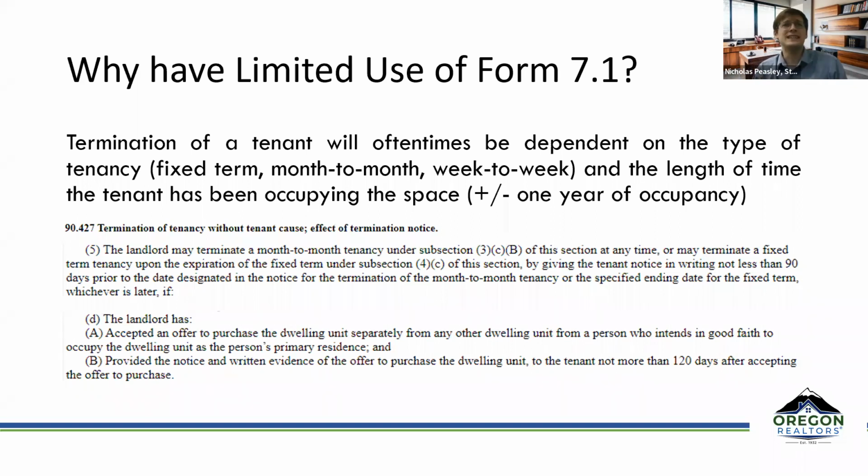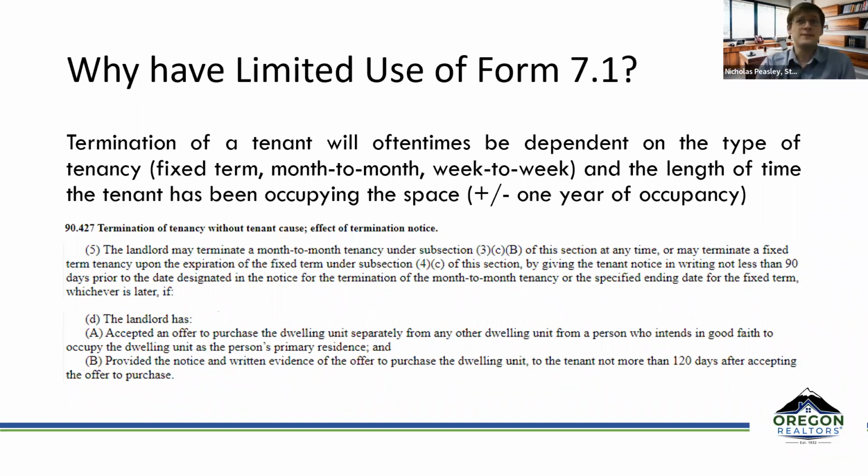So you have to give the tenant notice that you got an offer, and you have to give the tenant notice that their lease is going to end. Those two need to exist. This is the usual use case of 7.1. If you have a tenant who's been there for more than a year, this is why this form exists in large part, because you then have a 90-day notice requirement and some pretty distinct rules that have to be followed.